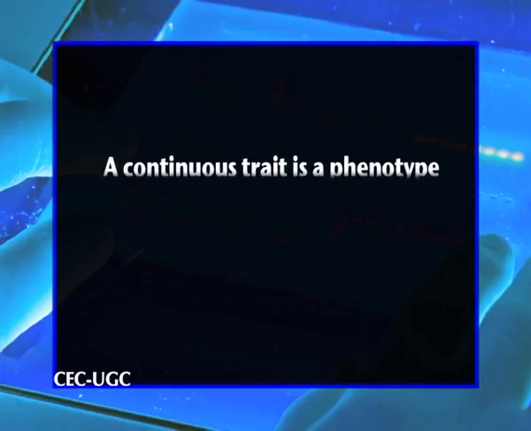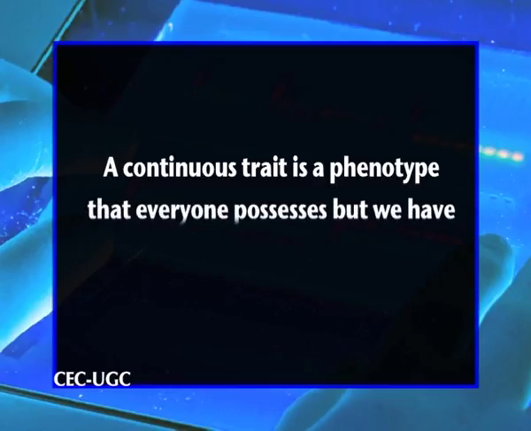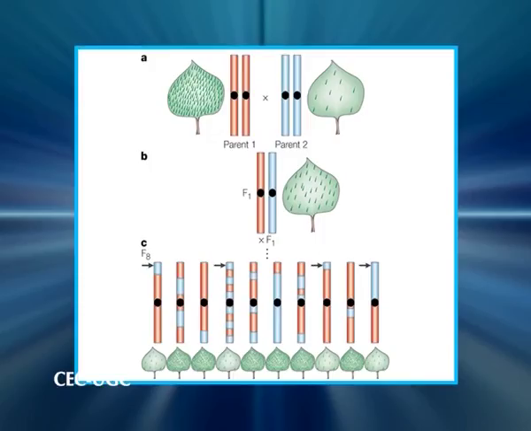Many human phenotypes relevant to social science are continuous or quantitative traits. A continuous trait is a phenotype that everyone possesses, but we have different amounts of it. Height is a classic example. It is not that some people have height and others lack it. We all have height, but we are not all equally tall. Gene hunting can be done, in fact is currently being done, for continuous traits. A gene contributing to a continuous or quantitative trait has become known as a quantitative trait locus, or QTL.